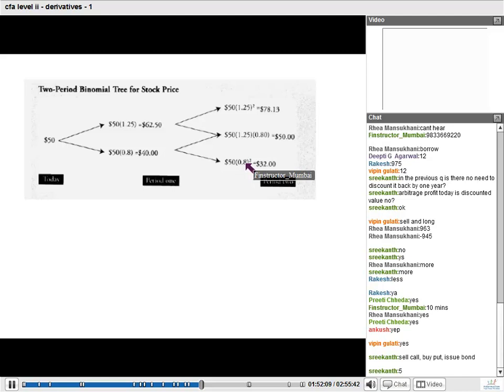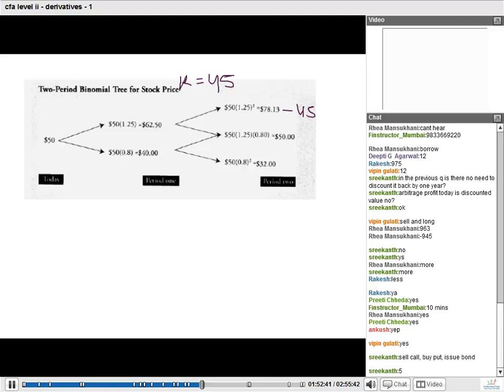Given these values, compute the value of the option today. It's a European option, that means it can only be exercised at maturity. If the stock exits at a price of 78.13, then what is the payoff from the option? The strike for the option is 45. So the stock price actually ends at 78.13. What will be the payoff?